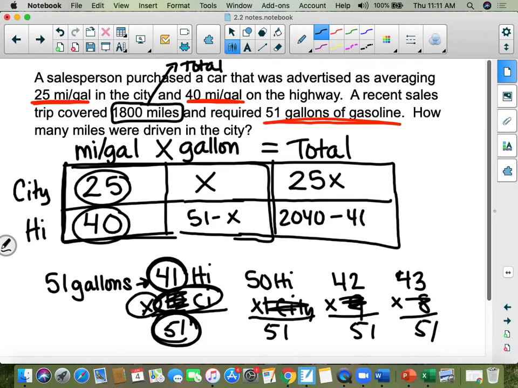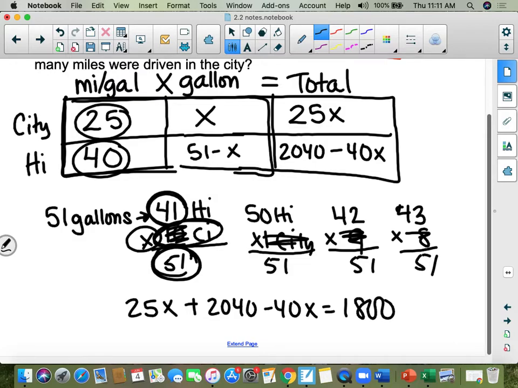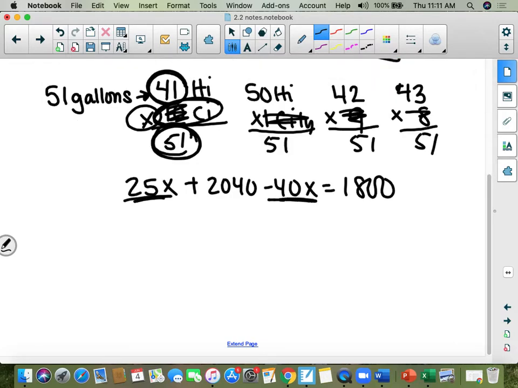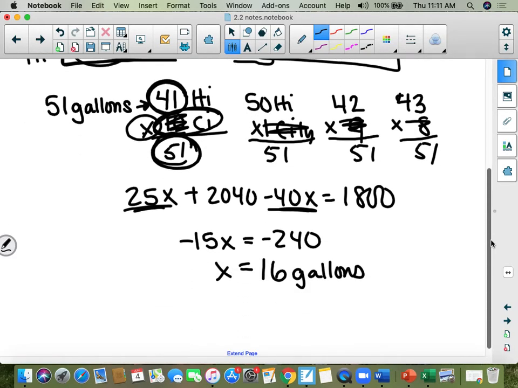you are going to get 2040 minus 40X. You know that there's a total, so we know we have to add 25X plus 2040 minus 40X equals the 1800. 25X take away 40X is a negative 15X, but when we bring that over, that ends up being a negative 240. Divide both sides by negative 15. X equals 16 gallons. What does 16 gallons stand for? If you look at your chart, it stands for the city.